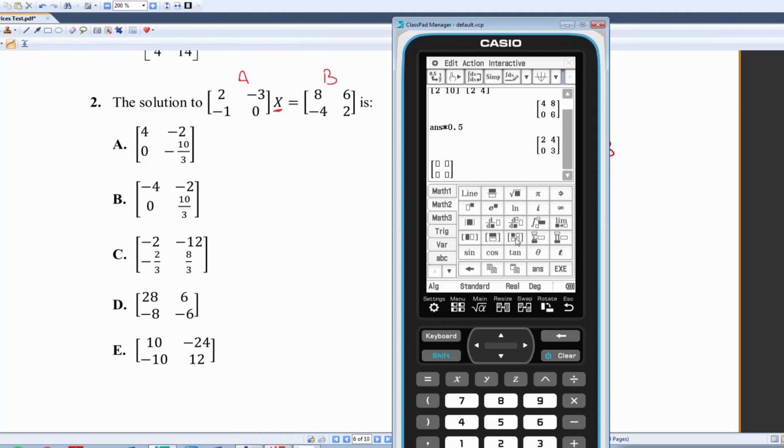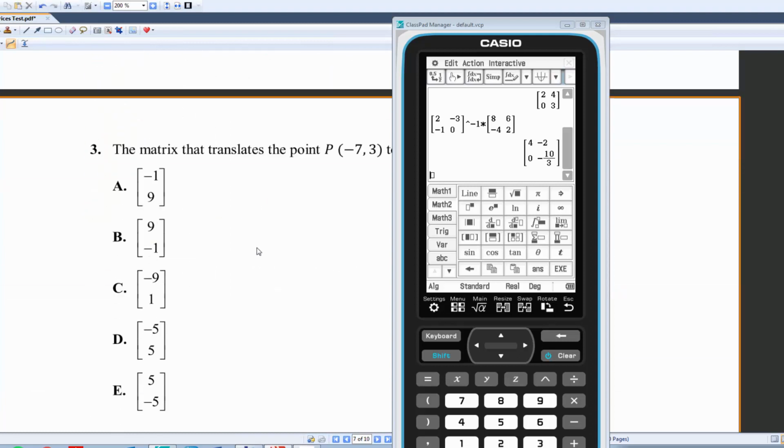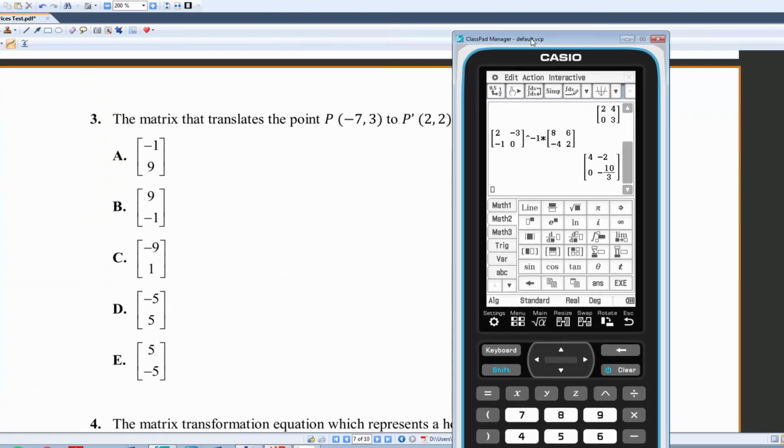Okay, now what we're going to do is say 2, -3, -1 and 0. We're going to inverse this and multiply it by 8, 6, -4 and 2. And there's our answer over there, which looks to be that one there, is it? Negative, no. That one there. Okay, so the -4 there. So ignore that one there. It's the +4. Okay, over here, most of you guys didn't have any problem with this one.